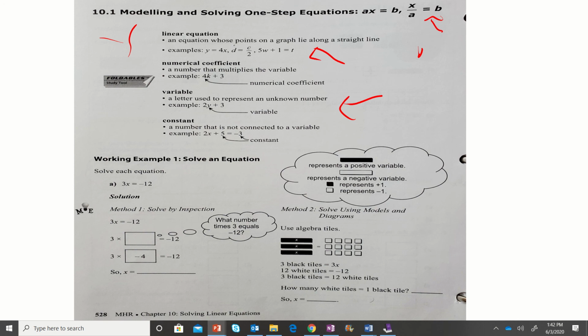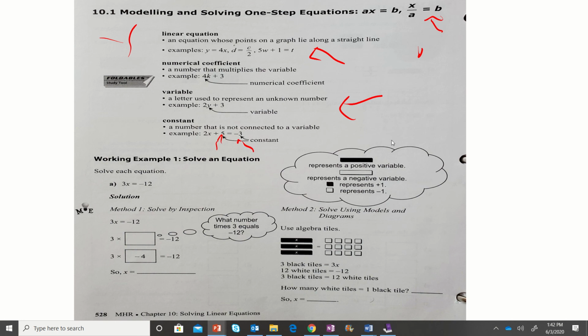A numerical coefficient is a number that multiplies the variable. So here it's 4, we multiply the variable with the numerical coefficient. And a constant is a number that is not connected to a variable. So it's the other side, basically. Think of it as these two: you have that one, and then you have what it equals.